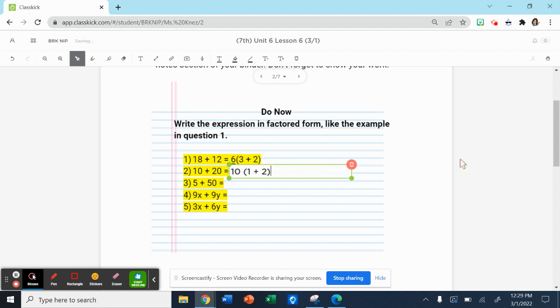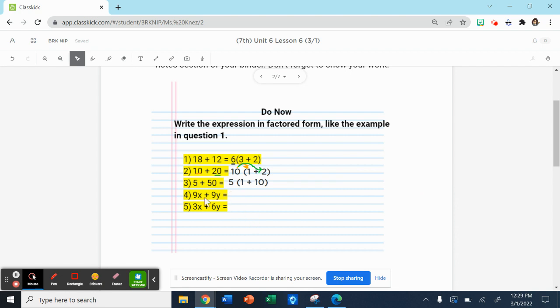So I can see that if I were to distribute this equation that I currently have in factored form, 10 times 1 would get me 10, and 10 times 2 would get me to 20. And so I know that I have correctly written my equation in factored form. With 5 and 50, I could do something similar. If I put 5 on the outside of my parentheses, I know 5 times 1 is 5, and 5 times 10 is 50.